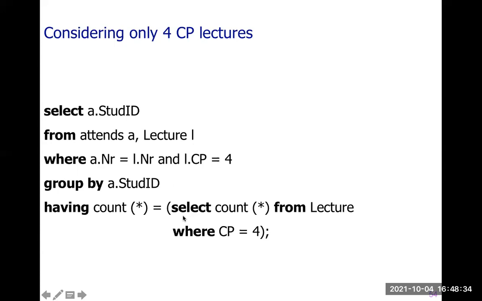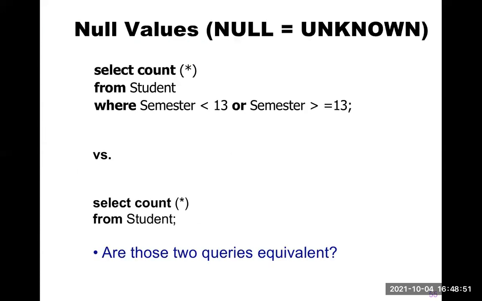And here I need to select count from lectures where control points is 4, and that's it. So I restrict here all the attendance records by lectures with CP of 4 and restrict to the right. So the same thing, but just a more complex restriction.